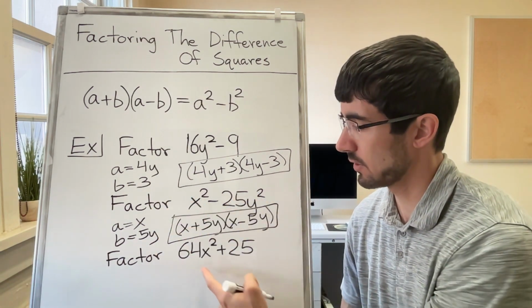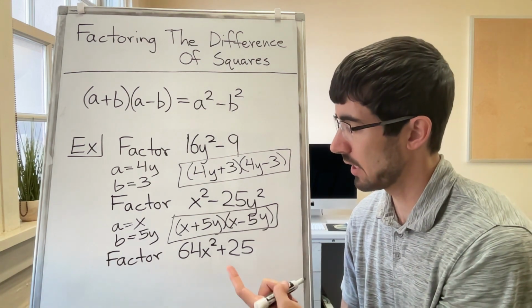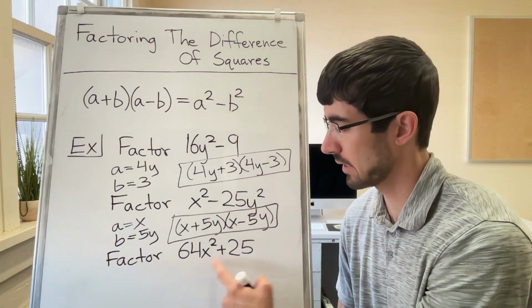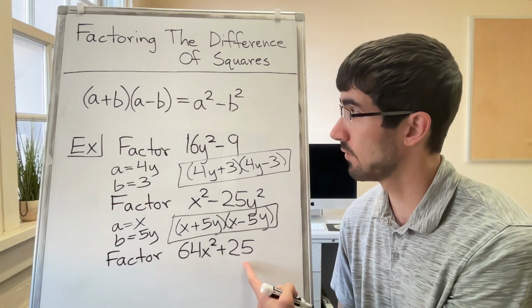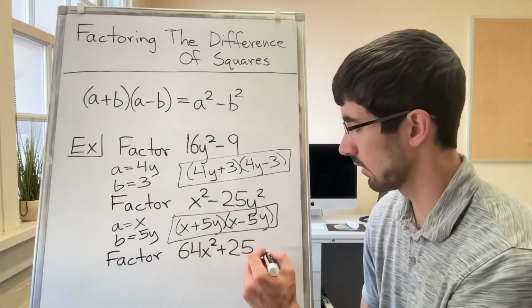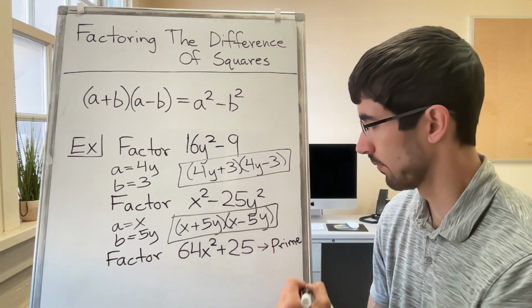Third, let's factor 64x squared plus 25. Now, this has a square root. The square root of 64x squared is 8x. The square root of 25 is 5, but these are not subtracted from each other. These are being added together. This is actually a prime polynomial.